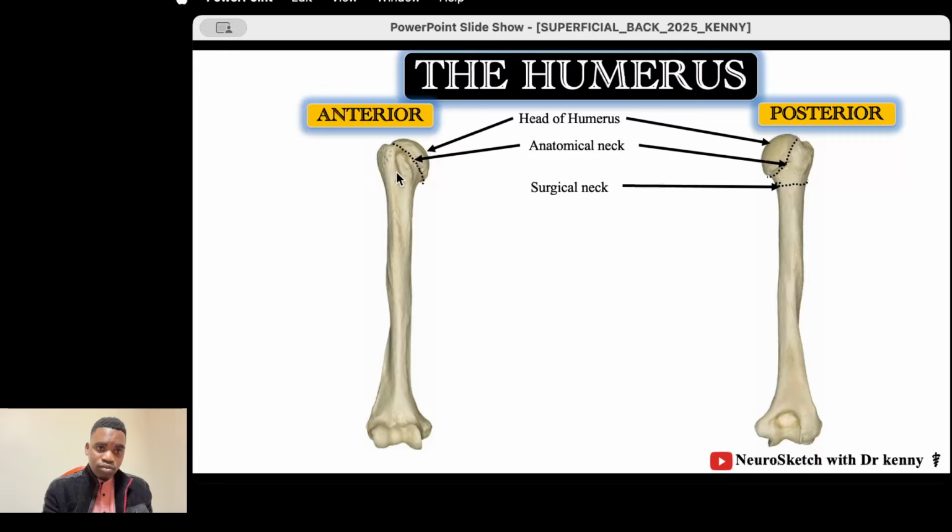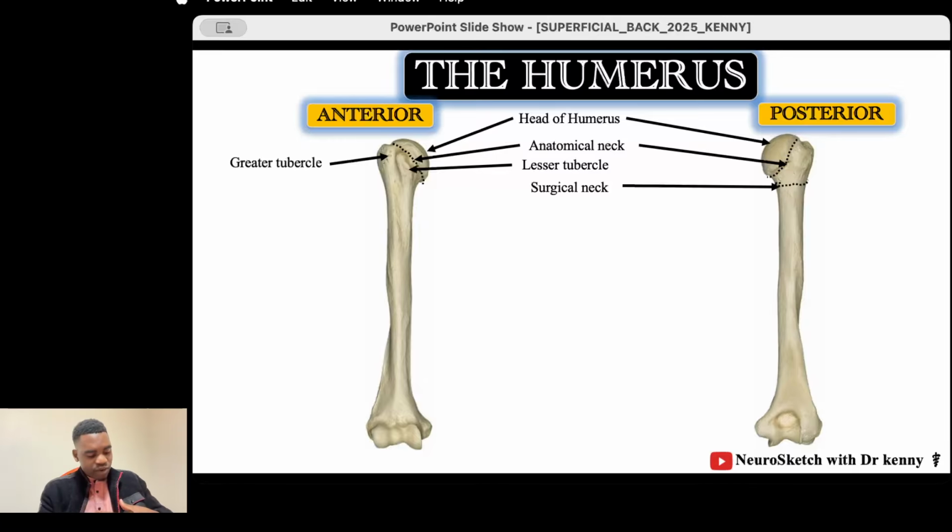The humerus has also got two elevations on the proximal part. One is on the lateral side, one on the medial, but one is bigger than the other. These elevations are known as tubercles. Because this one is greater, it is known as the greater tubercle. Because this one is bigger than that one, it is the greater tubercle, and because this one is smaller, it is known as the lesser tubercle.